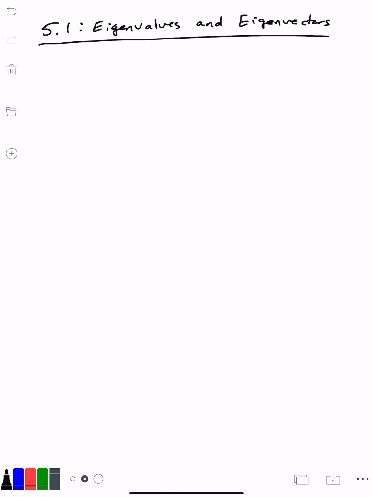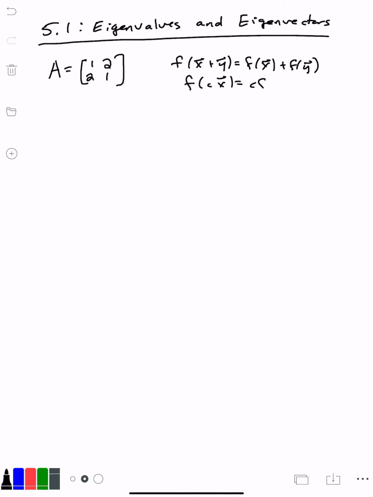So I want to start with the matrix A that is [1, 2; 2, 1]. So this is our matrix A here. And what we want to do is think about this matrix as a function. We talked about linear transformations before, right? So linear transformations were something that had f(x + y) = f(x) + f(y), and f(cx) = c f(x). So these are the things that you needed to be a linear transformation.